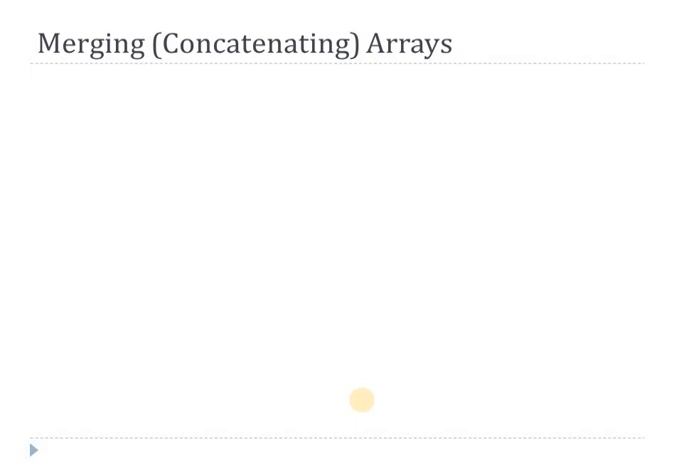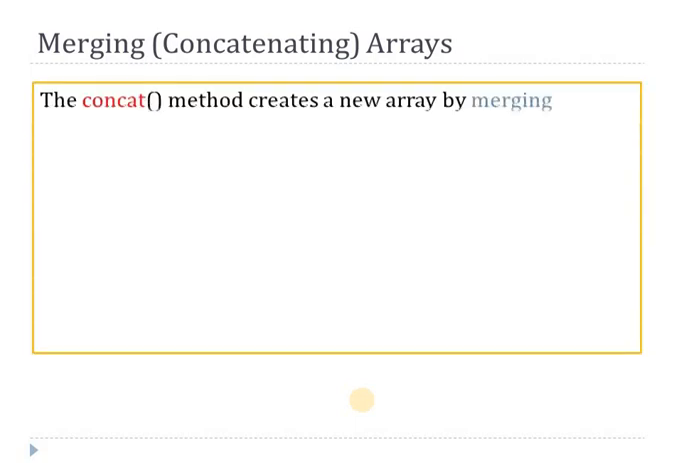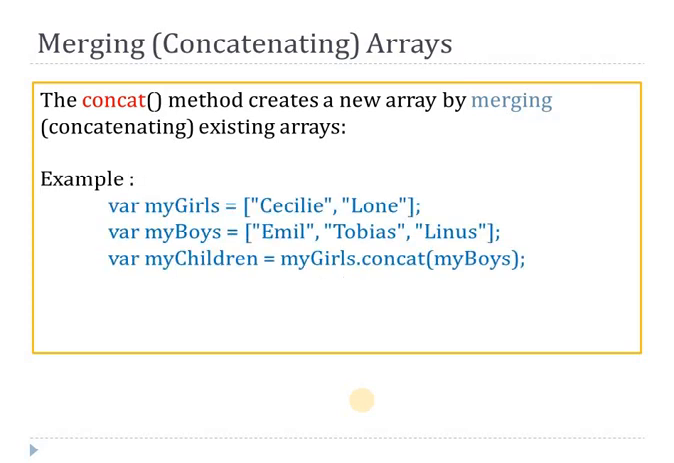After that, merging an array. To merge means to concatenate an array. There is one method, the concat method, to create a new array by merging existing arrays. For example, there is a my girls array and a my boys array, and you just concatenate using the concat method, my girls dot concat, and you just need to pass another array as an argument to this function.